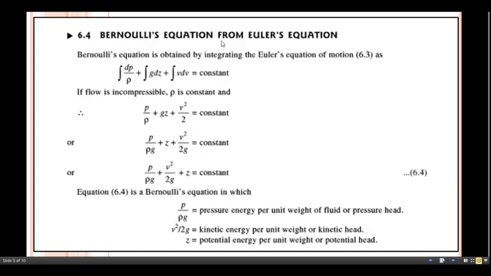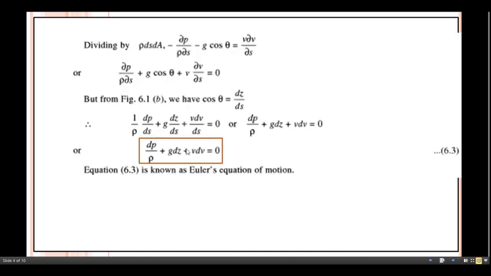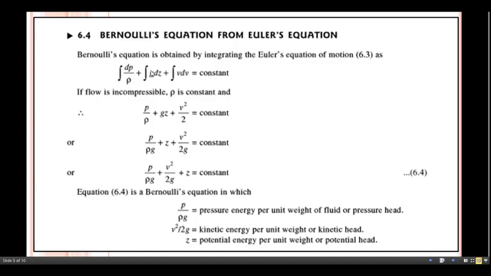So let us derive Bernoulli's equation from Euler's equation. Bernoulli's equation is obtained by integrating Euler's equation of motion. So whatever terms we have available, if I apply this for the entire fluid element, then we have to integrate every term. If I integrate the first term, second term, third term, then towards the right side we get the constant term.